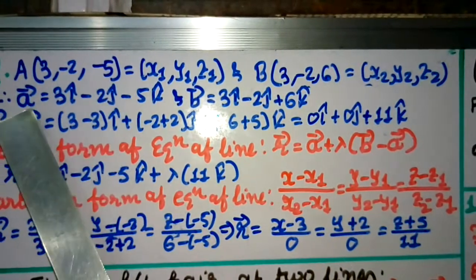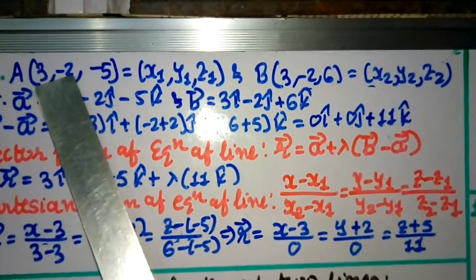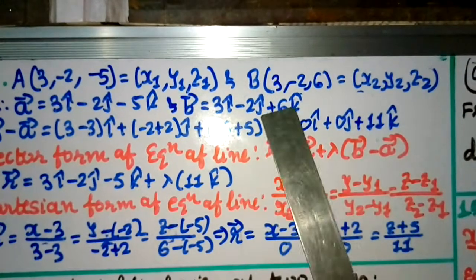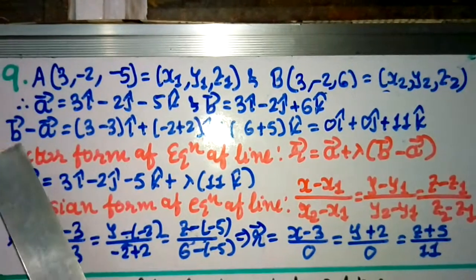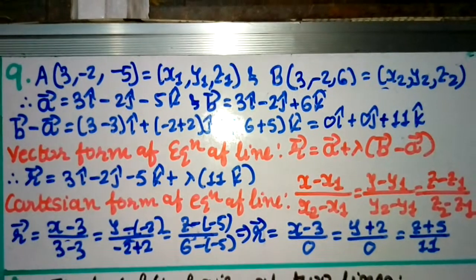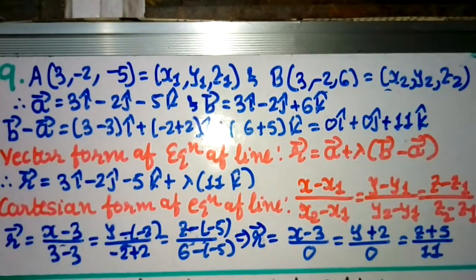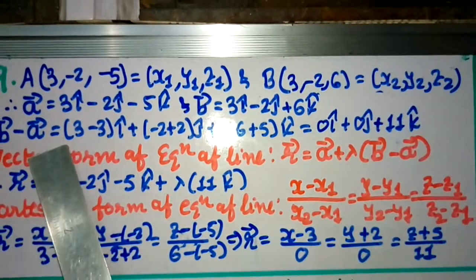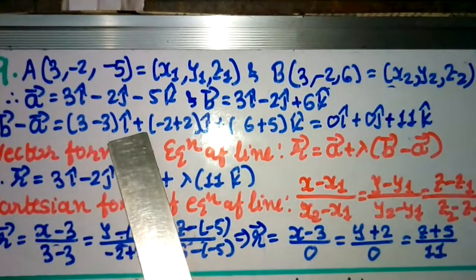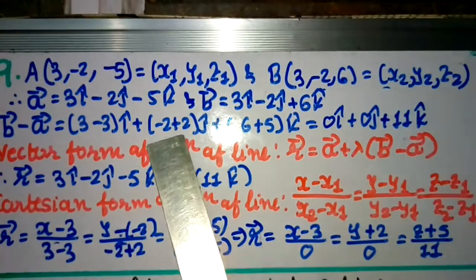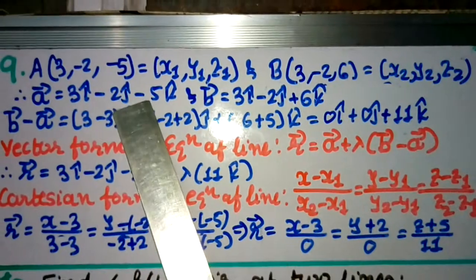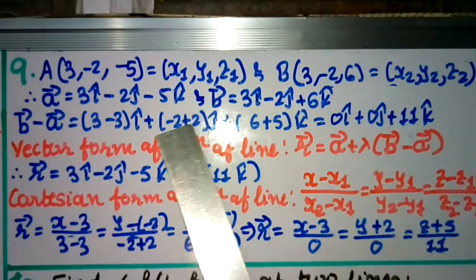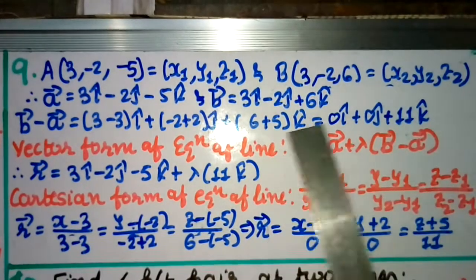This can be written in vector form. Vector A equals 3i cap minus 2j cap minus 5k cap, and vector B as 3i cap minus 2j cap plus 6k cap. Now we shall find vector B minus vector A. That means we'll find the difference of the i component, j component and k component, from B to A. So B minus A equals (3 minus 3) i cap plus (-2 minus -2) j cap plus (6 minus -5) k cap, which equals 0 i cap plus 0 j cap plus 11 k cap.